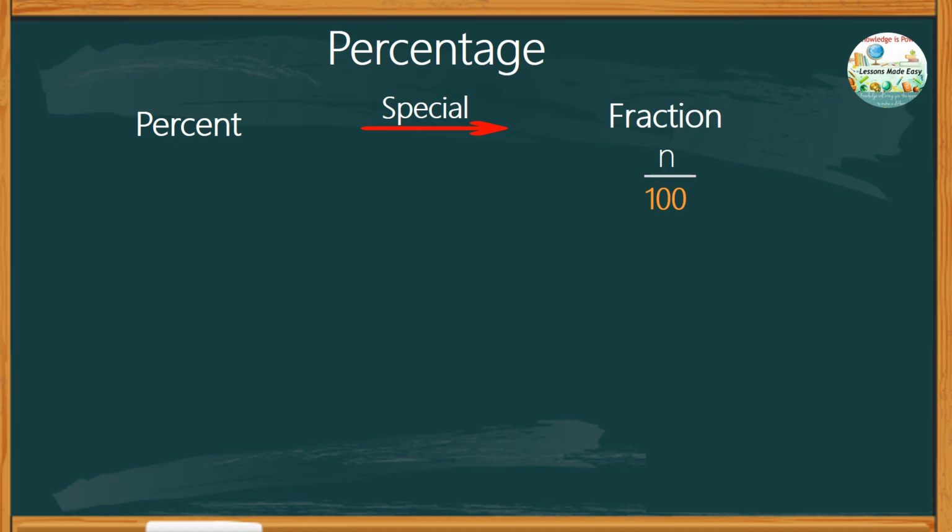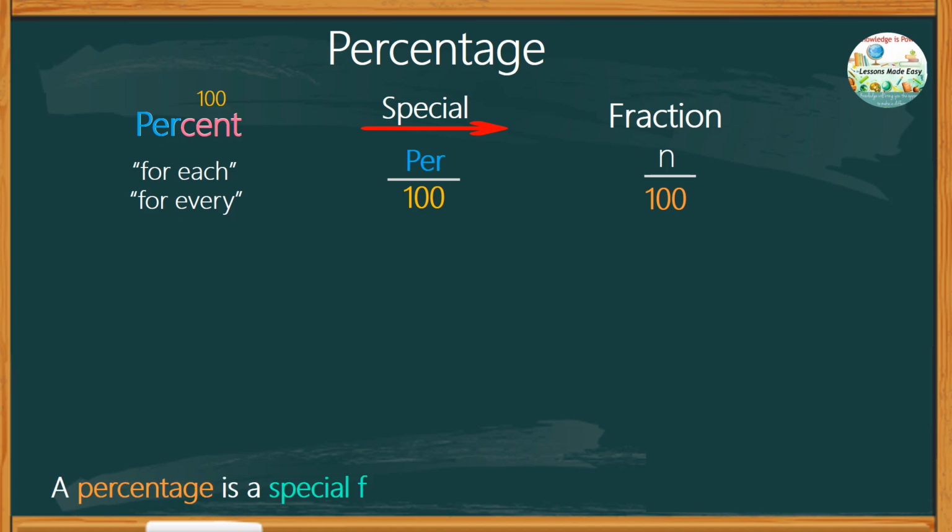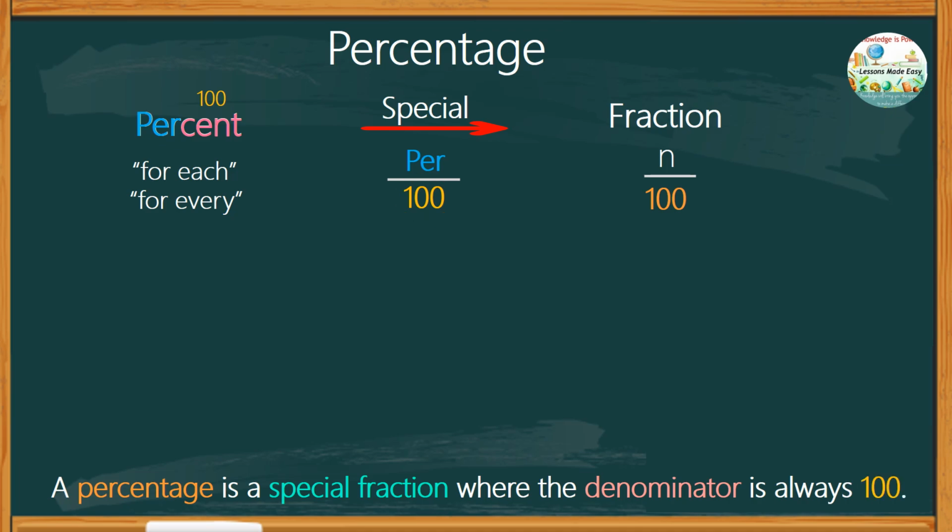The prefix per means for each or for every. The root word cent is a Latin word for 100. In other words, percent means per hundred. As we said earlier, a percentage is a special fraction where the denominator is always 100. Instead of writing 100, we use the symbol % to show the percentage.